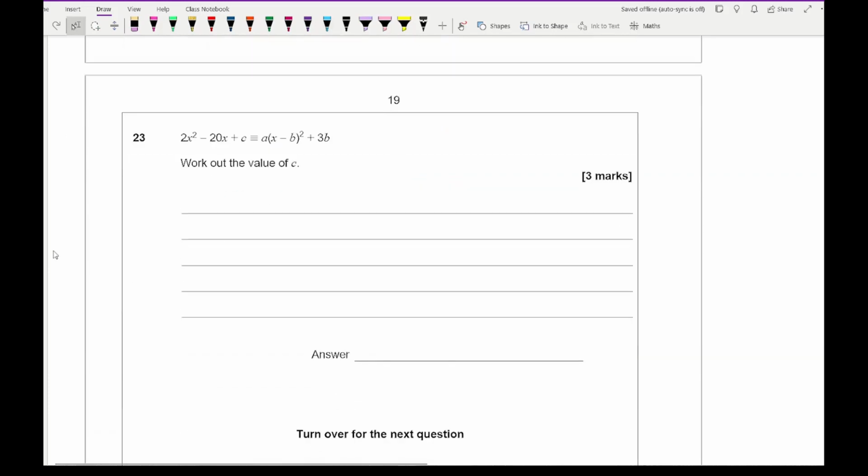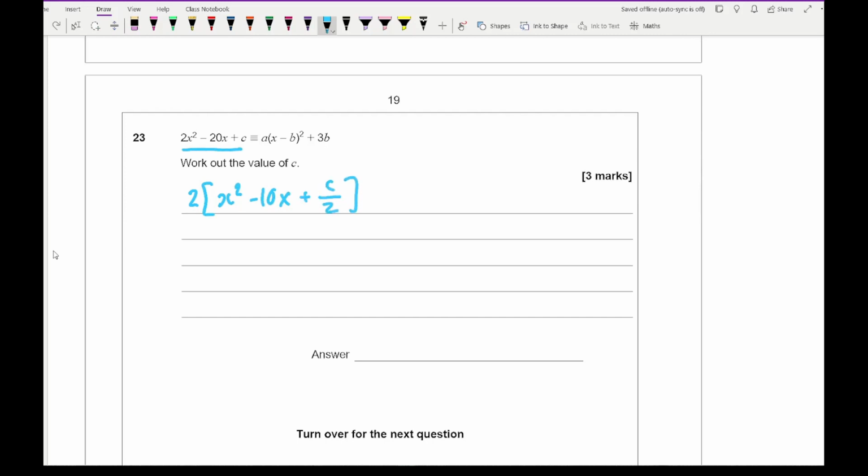And looking at question 23, it says 2x squared minus 20x plus c is an identity, or can be written in terms of looking at in that form. And it's a question saying work out the value of c. So what we need to do is do a bit of completing the square. So for this, if I just do the long way, if I factorize this in terms of 2, take 2 out, then I end up with x squared minus 10x plus c over 2.